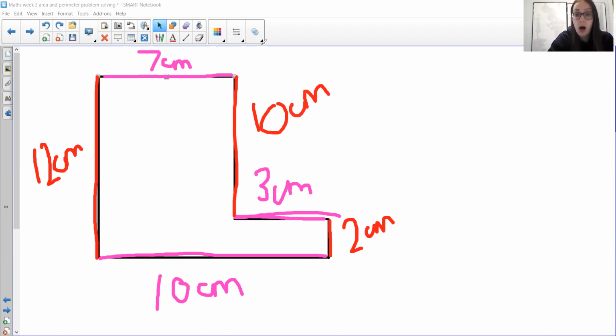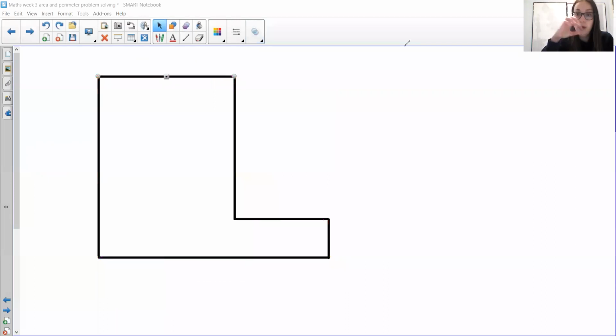So this is part of the lesson today, is looking for these missing lengths and trying to work out which other bits you can work out from the information that you've got, okay?